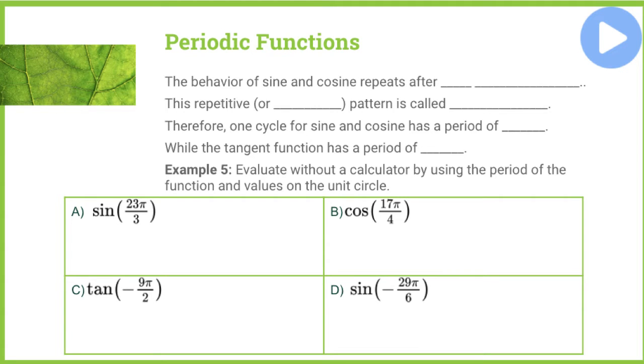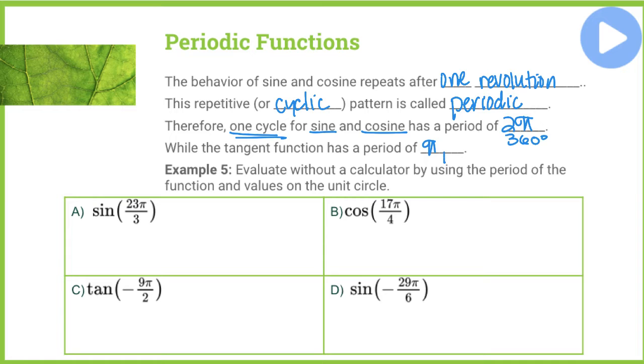Periodic functions. The behavior of sine and cosine functions repeats after one revolution. This repetitive or cyclic pattern is called periodic. Therefore, one cycle for sine and cosine has a period of 2 pi, or 360 degrees, while the tangent function has a period of pi, or 180 degrees.